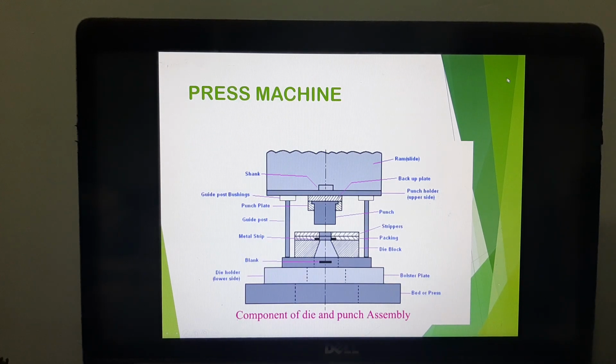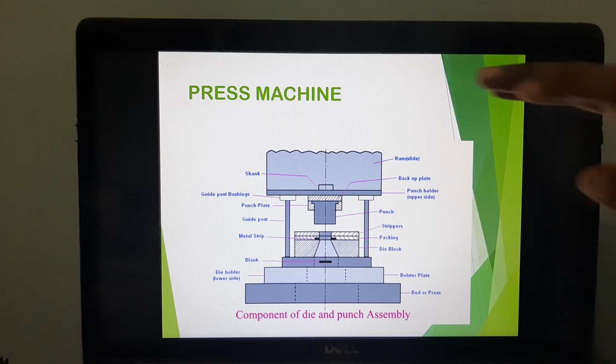Before that, let's look at a press machine. This is a typical press machine, and this is your dies and punch assembly. If you look at your press machine, it is made of several parts. Please don't go and memorize this. I'm just introducing you to the press machine. I expect you to visualize and understand, not memorize. Just for your information, let's quickly go through this press machine.